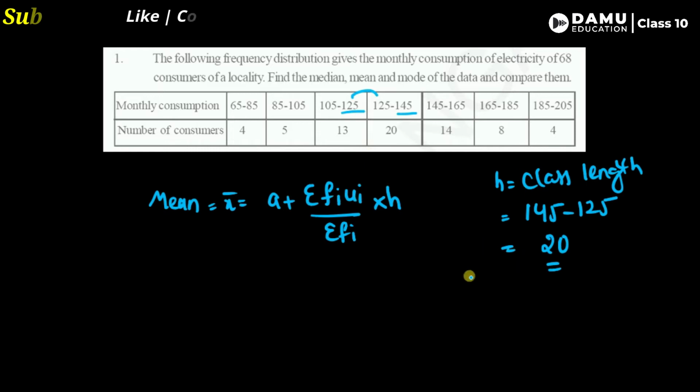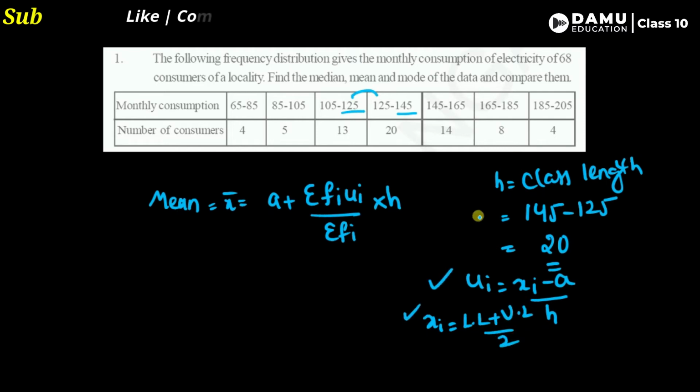Then what is ui? Ui will be equal to xi minus a by h. Here xi is nothing but the average of lower limit plus upper limit of the corresponding class interval. So these are the formulas. Then summation of fi, if you add all these frequencies, we will get 68. That is, summation of fi is 68. Now we have to calculate the assumed mean.